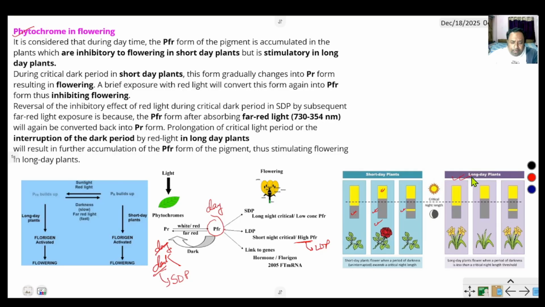In the case of a long day plant, with a short night and long day, flowering occurs, but with a short day and long night, no flowering occurs. If the dark is broken by use of PFR light, then flowering occurs. So PFR is helpful for flowering in long day plants, and PR is helpful for flowering in short day plants. Clear? PR builds up floration activity in short day plants, but PFR activates floration in long day plants.